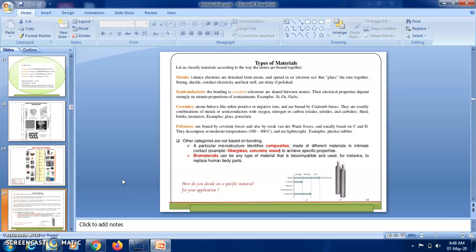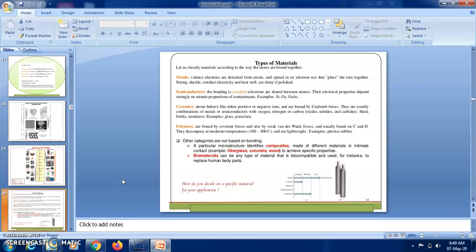Then next is semiconductors. The bonding is covalent. Electrons are shared between atoms. The electrical properties depend strongly on the concentration of contaminants. Examples: silicon, GaAs. Then next is ceramics. Atoms behave like positive or negative ions and are bound by Coulomb forces. These are usually combinations of metals or semiconductors with oxygen, nitrogen, or carbon. Hard, brittle, insulator. Examples: glass, porcelain.